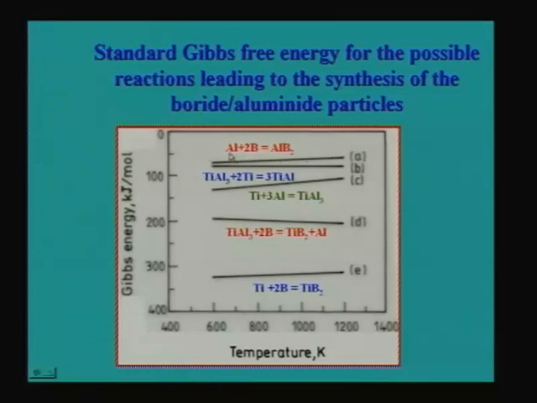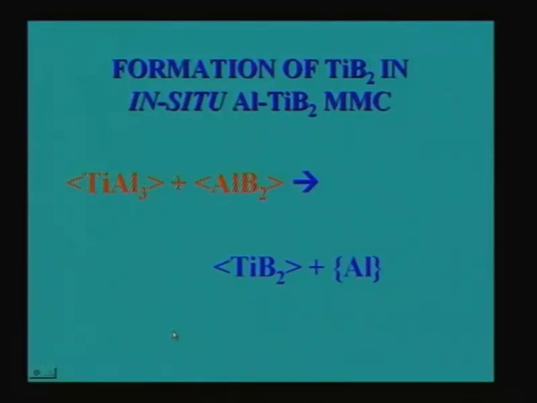The top one is for the aluminum reacting with boron giving you AlB2, the next one is TiAl3 giving you TiAl. This happens at high titanium content, because we do not add that much titanium, so we do not go into this regime at all. Then the titanium plus aluminum giving TiAl3, and TiAl3 reacting with boron and giving TiB2, and this is titanium reacting with boron giving you TiB2. So, if you look at that, TiB2 has the lower free energy. As a result, if you put these two together, you can definitely get TiB2. That is what thermodynamics tells you.